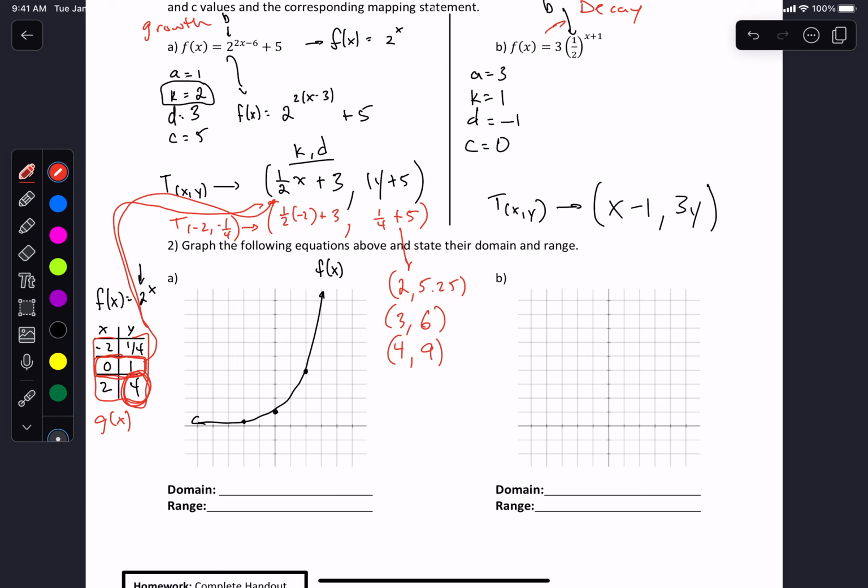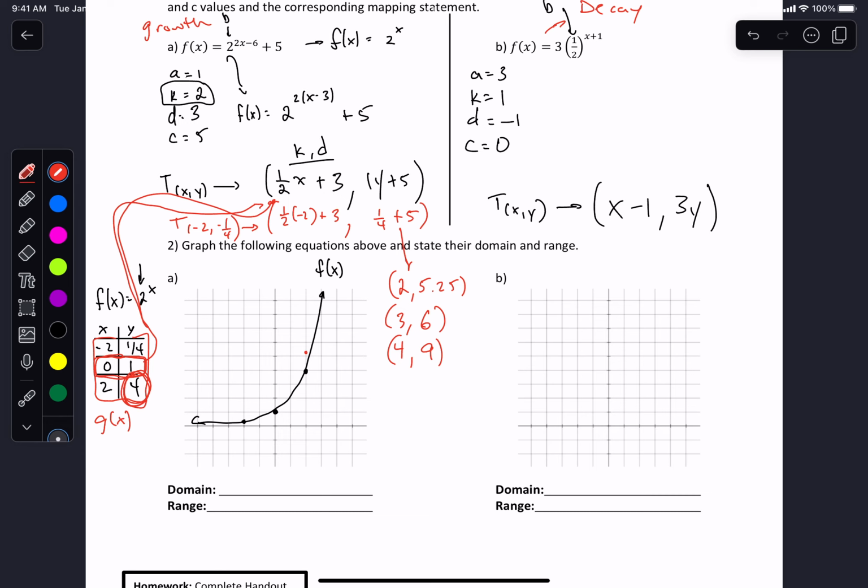So you can go plot those points. That's your transformed graph, based on the transformations that we identified from part 1. So you just plot those points and you've got your graph now. That's what's happened to it based on the conditions that have been put on that base graph of y equals 2 to the power of x. So 2.5 and 5.25. Okay, and then 3 and 6.